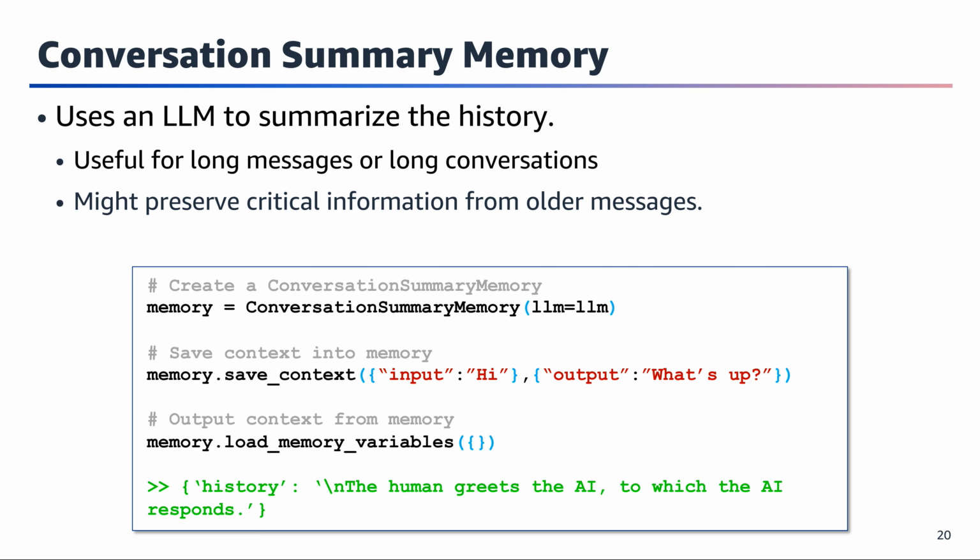Moving beyond the simple buffer window approach, we now explore the conversation summary memory technique. This method leverages the power of a LLM to create intelligent summaries of conversation history. The key advantage here is how it handles lengthy exchanges. Rather than simply dropping older messages or keeping a fixed number of recent interactions, this approach distills the important information into concise summaries. This is particularly valuable when dealing with extended conversations or messages containing substantial content.